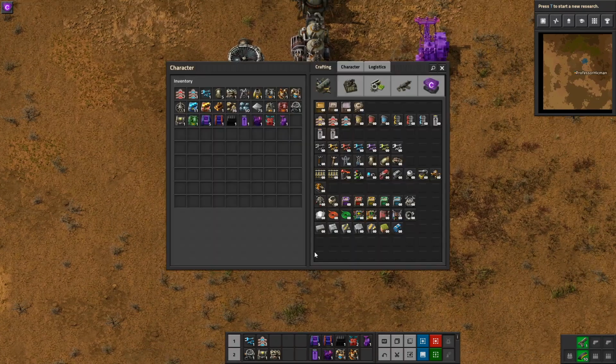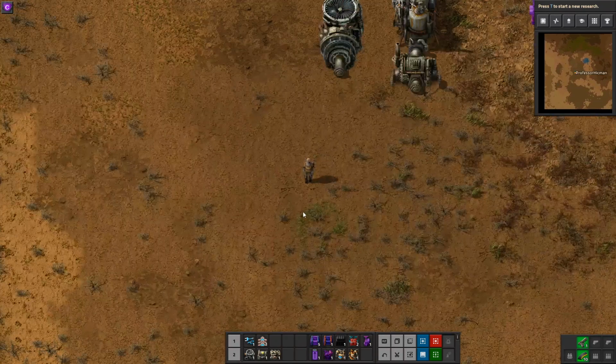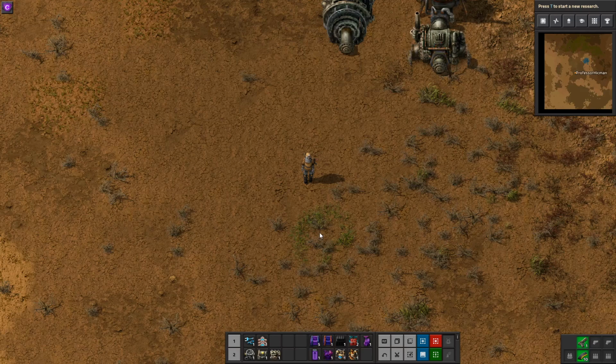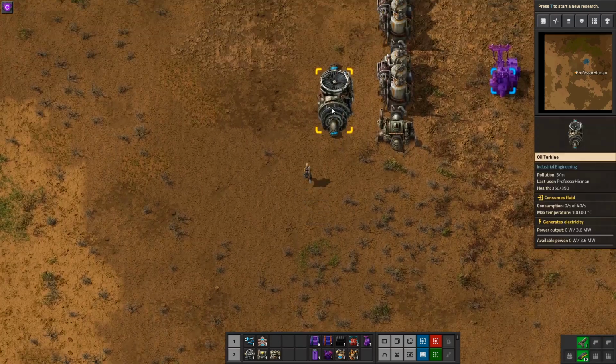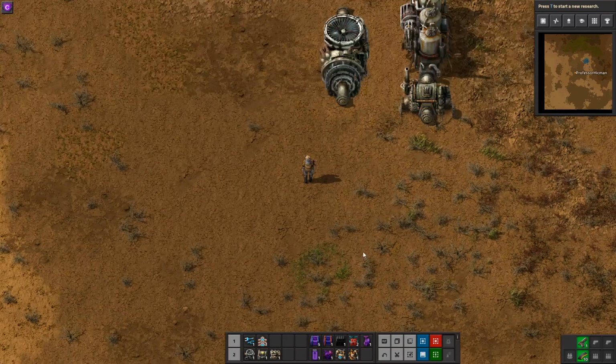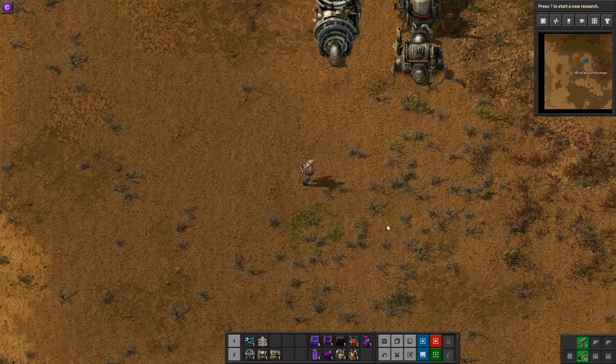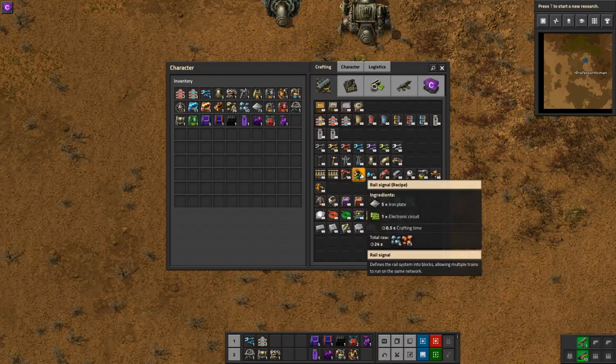So what oils can you use? Now all of the oils in the base game, so crude oil, heavy oil, light oil and petroleum, can be used. You can't use sulfuric acid or lubricant, sadly. However, all of them are supported. However, there are some extra oils in this mod that can help you out.